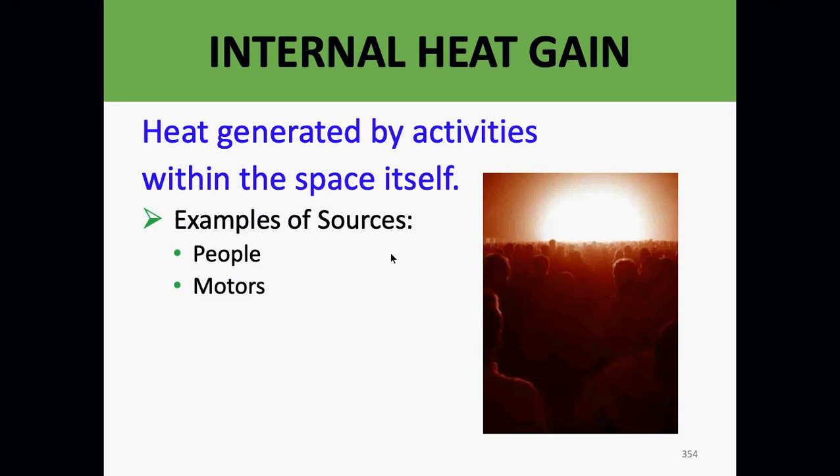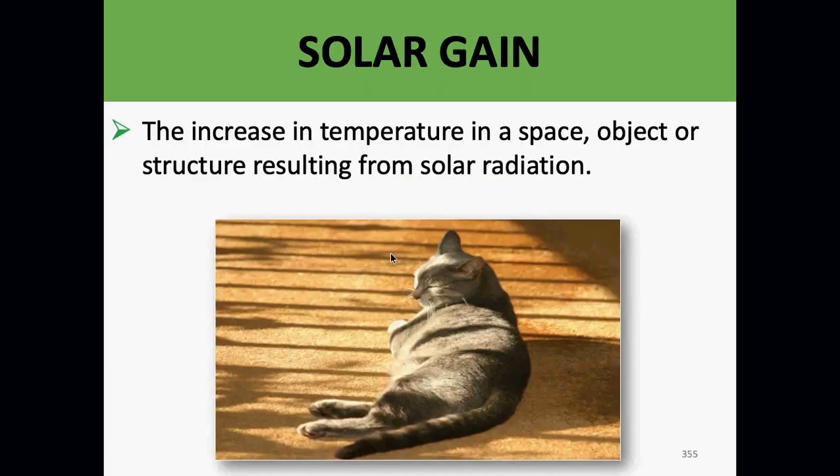Motors, large electrical motors, have heat gain. They put off heat. Stoves, computers, lighting, all of this is sources of heat gain. This does not include solar heat gain, because we deal with that separately. Solar gain, the increase of a temperature in a space or object resulting from solar radiation. That's solar gain.